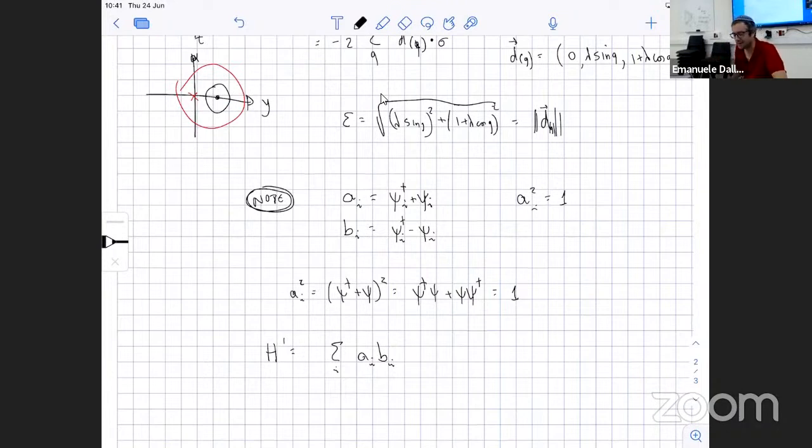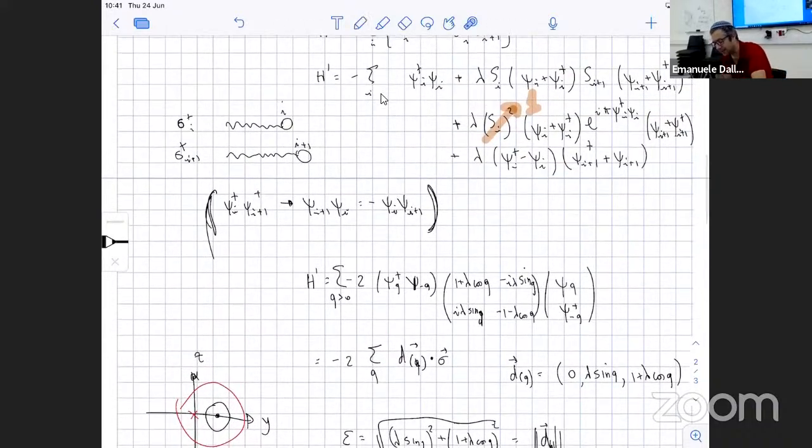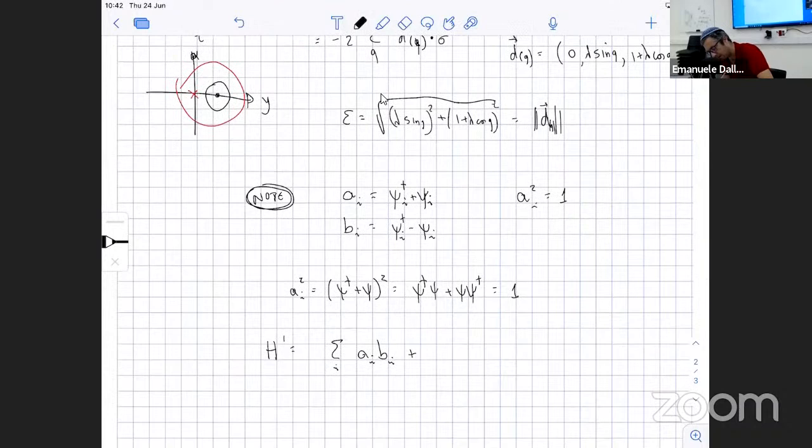So the only terms you can get is either A I B I, or, and that is very nice, you actually get another term. This Ising term is basically the B of site I times the A of site I plus 1. So this is basically plus lambda times B I A I plus 1. This is the Ising term, plus Hermitian conjugate.